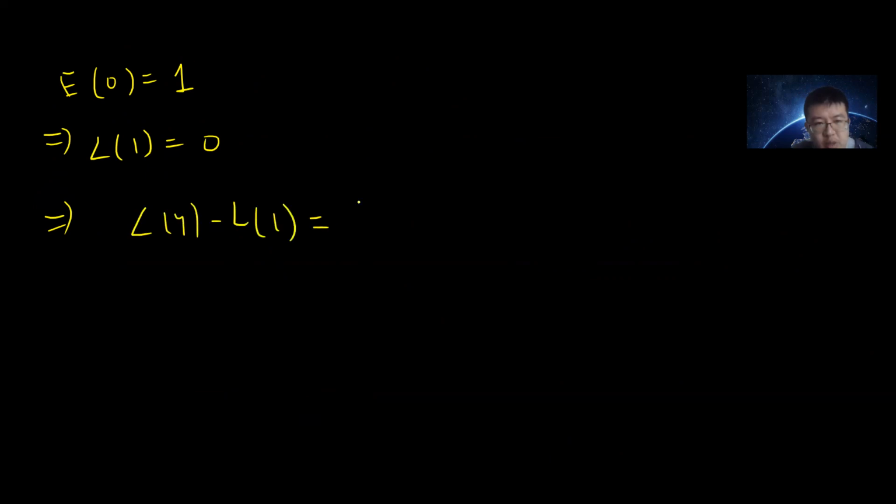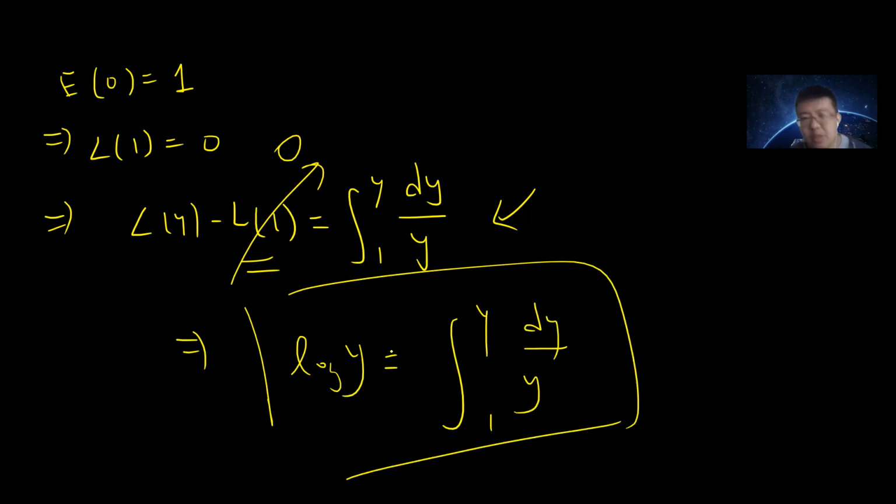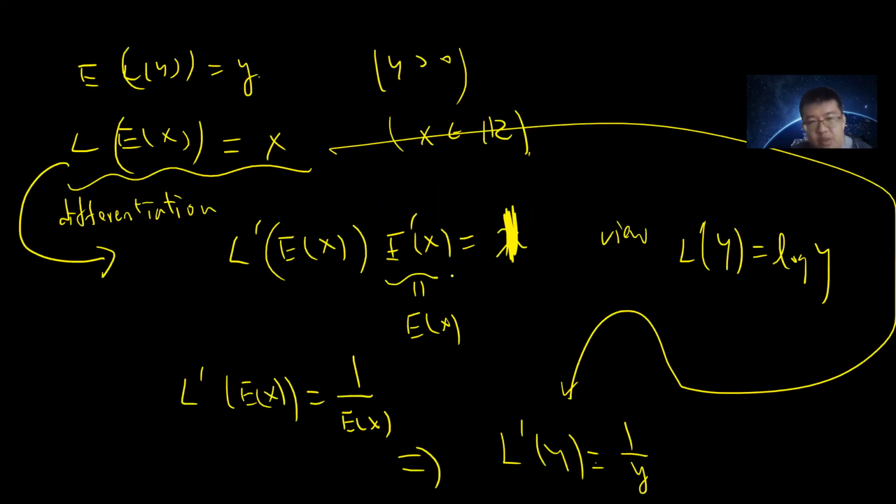And by using e of 0 is 1, you know that L of 1 will be 0. So by the fundamental theorem of calculus, L of y minus L of 1 is the integral from 1 to y of dy divided by y, right? And you know L of 1 is 0. So basically you just prove the definition. This is your calculus definition of log y. So one definition of log y is using this, but now we are going in a reverse way. Once we define exponential x, we define the log function as the inverse function of the exponential x.